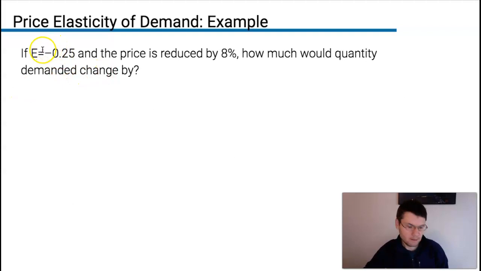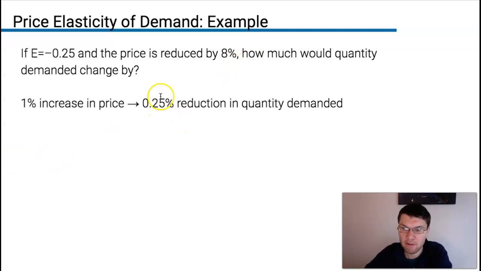Suppose we know that elasticity is negative 0.25 and the price is reduced by 8%. First, let's answer the following question. How much would quantity demanded change by? Using the definition of elasticity, we can say that every 1% increase in price corresponds to a 0.25% reduction in quantity demanded. This is what the elasticity number stands for.